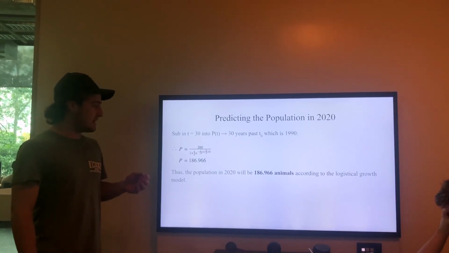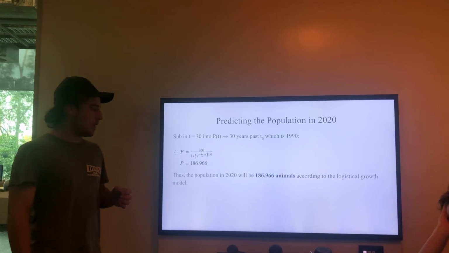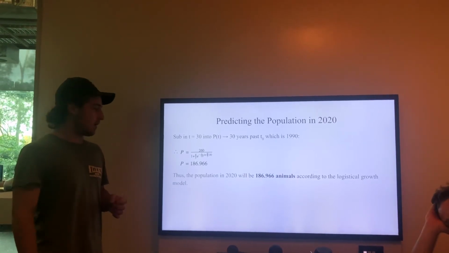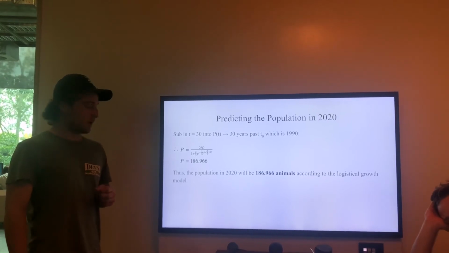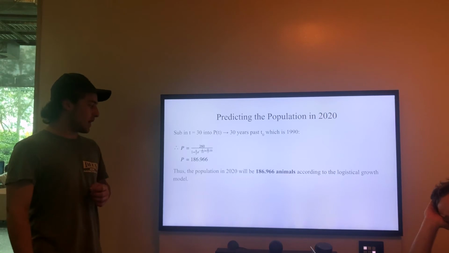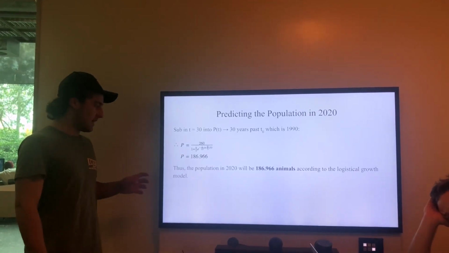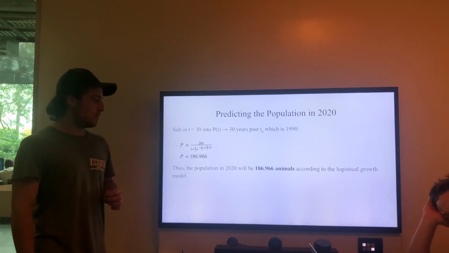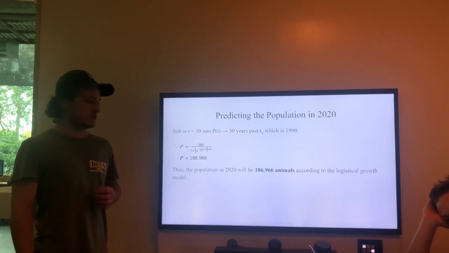Therefore, given that P is equal to 260 divided by 1 plus 8/5 multiplied by e to the power of negative 1/10 ln 8/5 multiplied by 30, this gives P equal to 186.966. Thus, the population in 2020 will be 186.966 animals according to the logistic growth model.